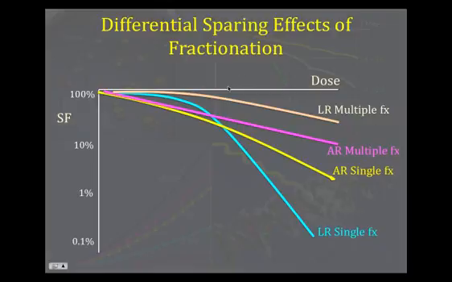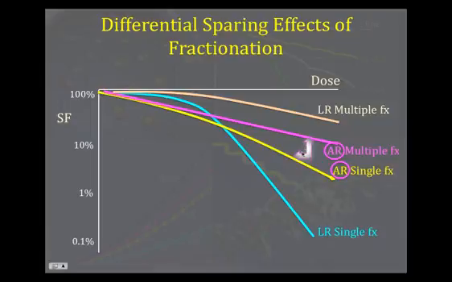So the fractionation allows for a differential sparing of the different types of tissues. So these are the two curves we just discussed, the acute responding to single fraction and the late responding to single fraction. Now we see that as we fractionate, we actually lose somewhat effectiveness in regards to cell killing. But what do we gain with that?